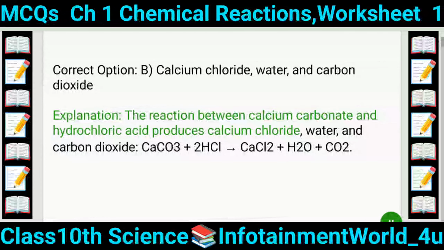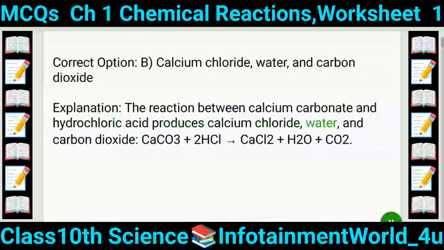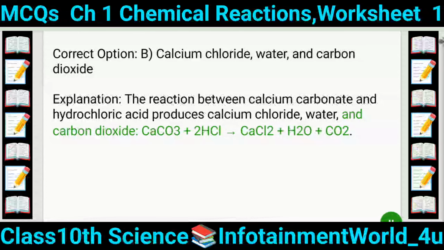Explanation. The reaction between calcium carbonate and hydrochloric acid produces calcium chloride, water, and carbon dioxide: CaCO3 + 2HCl → CaCl2 + H2O + CO2.